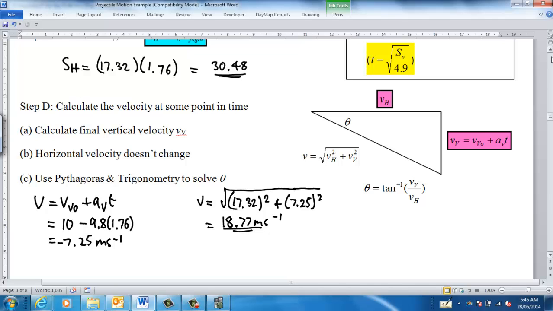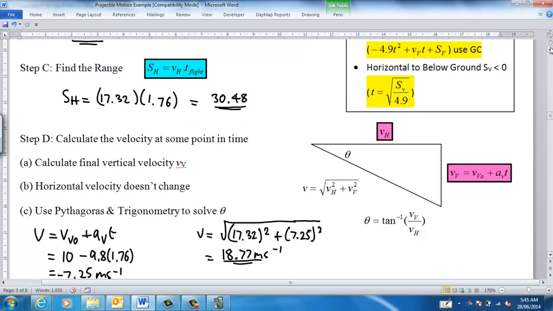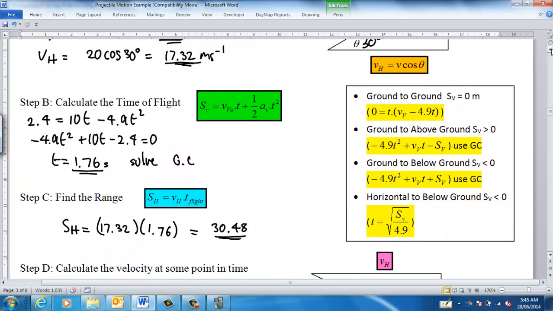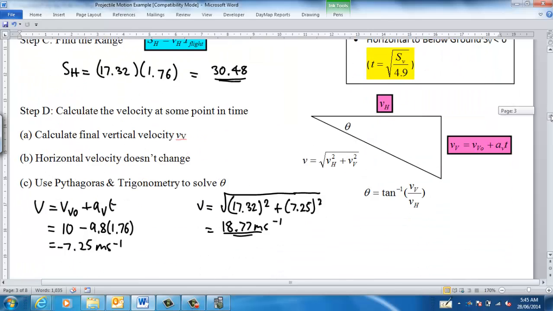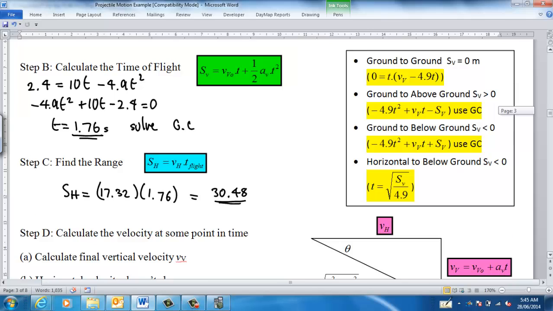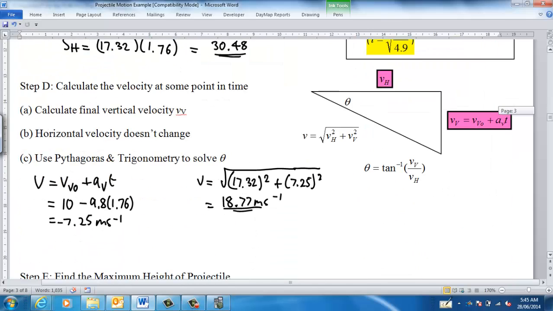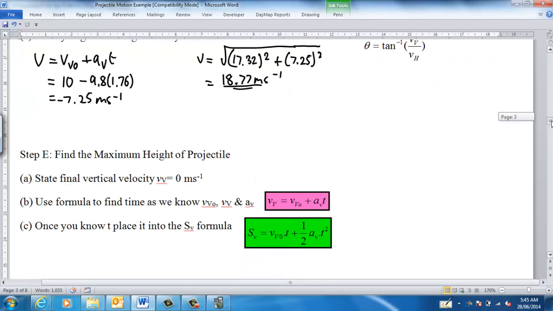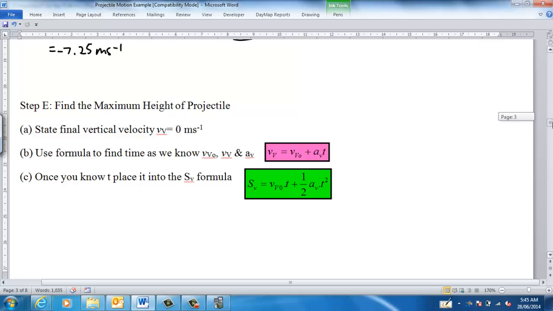Now remembering, what did we launch it at? With 20. So we're talking about when it's actually at a height of 2.4 meters, so you wouldn't expect it to be going as fast as what it was launched. And then we might want to find the maximum height.